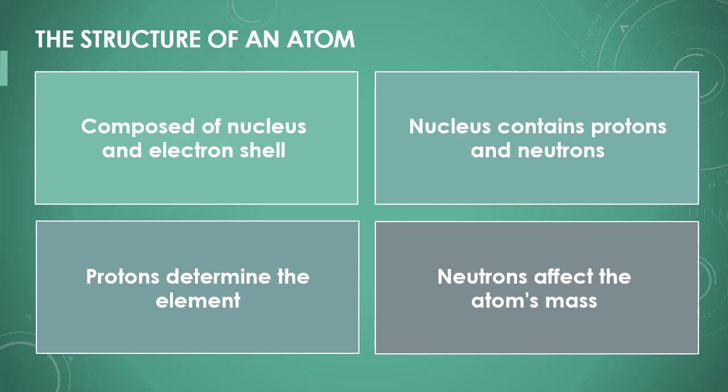An atom consists of a nucleus and an electron shell. The atomic nucleus contains protons and neutrons, while the shell is made up of electrons. The protons determine which element the atom is, but the neutrons do not. The number of neutrons affects the mass of the atom, and thus also the isotope.